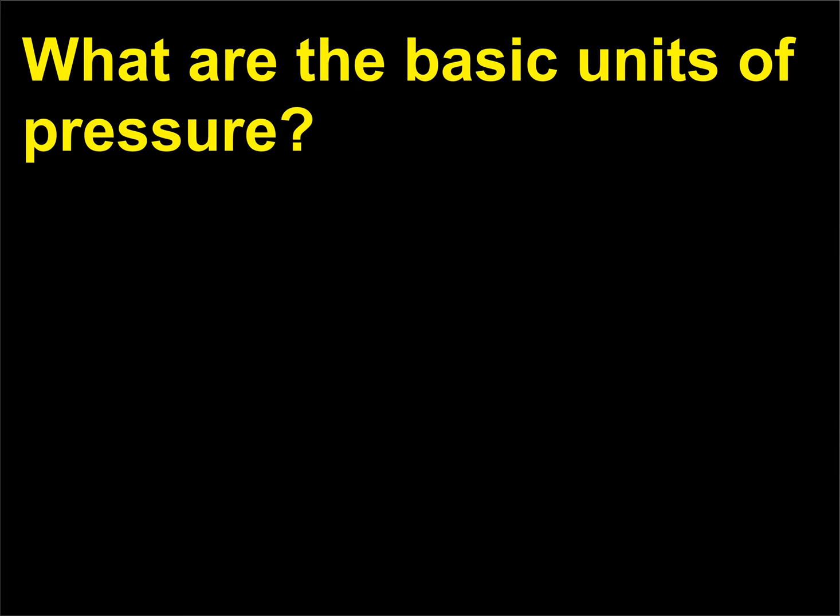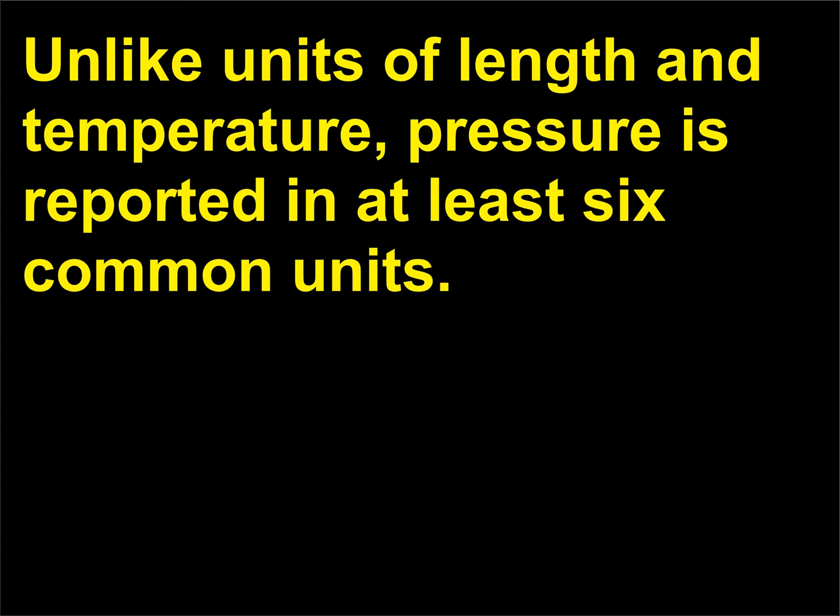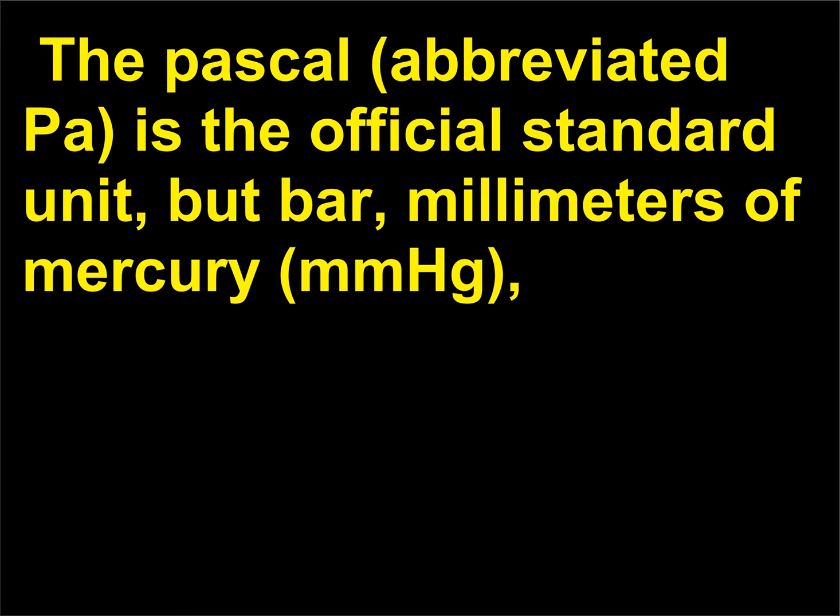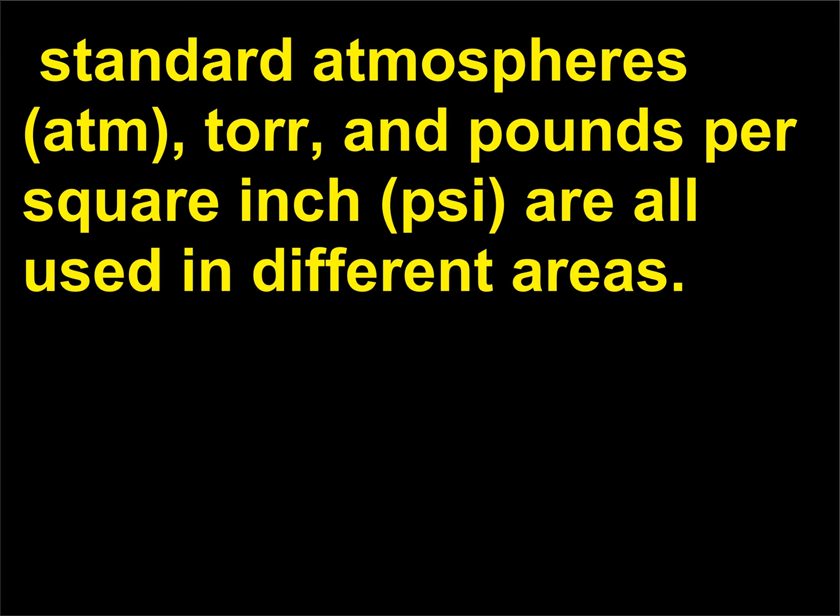What are the basic units of pressure? Unlike units of length and temperature, pressure is reported in at least six common units. The Pascal, abbreviated Pa, is the official standard unit, but bar, millimeters of mercury (mmHg), standard atmospheres (atm), torr, and pounds per square inch (psi) are all used in different areas.